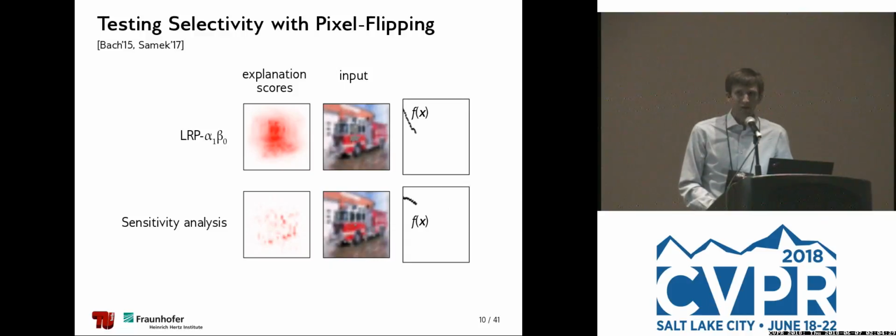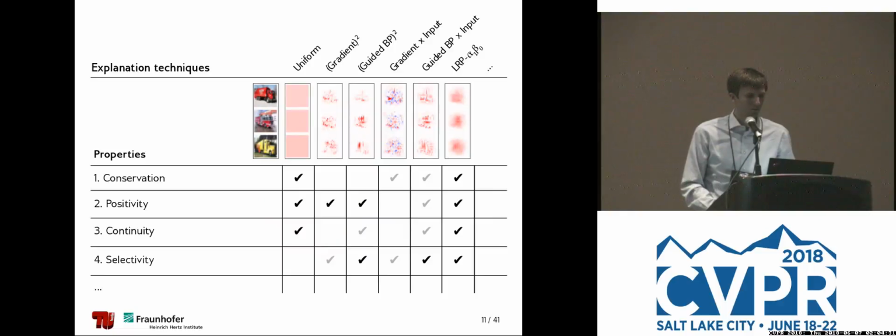So here I introduced four different properties, and now what you can do, basically the idea of this axiomatic approach, is to have a list of methods to compare. Here I just show six of them, but there are many more we can integrate in this table. And a list of properties, and here again there are four axioms, but we might actually consider more of them as well. So here we see that, for example, LRP with this propagation rule, alpha 1, beta 0, that I will introduce in more detail later, works well.